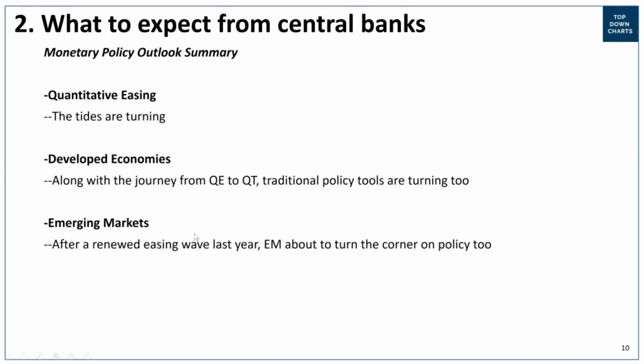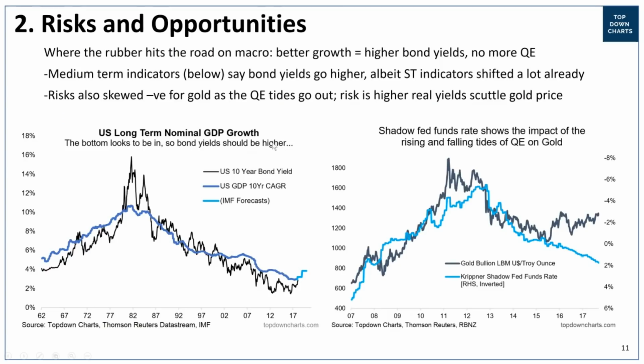So it's overall a picture where quantitative easing's turning to quantitative tightening, and that's taking a tailwind for asset markets to a headwind. Policy rates are rising. I think the predominant trend is going to be for policy rates to rise across the world, and that has a number of important implications, particularly for asset markets, which we will get on to right now. Risks and opportunities.